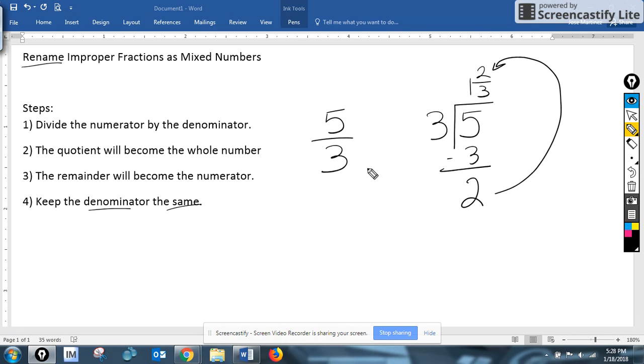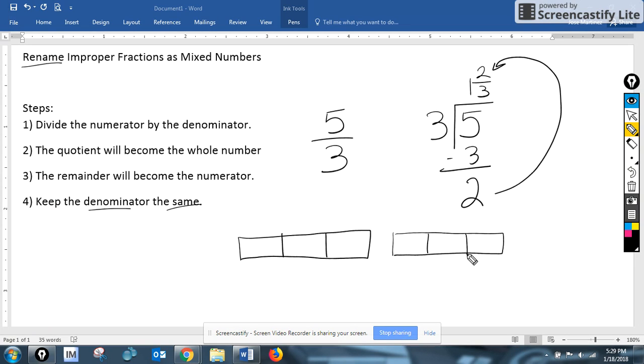Now let me show you what this looks like as a model. If I have, let's say, 1 whole, what would it take, according to this denominator, to have a whole? It would be 3, right? 3 out of 3 would be 1 whole. But I have more than 1 whole because I have 2 extra pieces. Now to draw these 2 pieces, I would have to draw another whole.